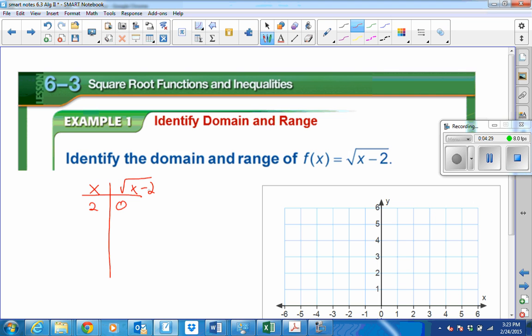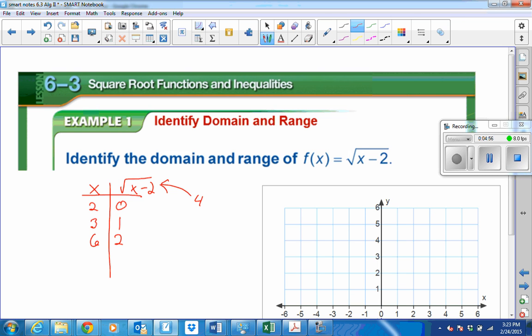So the next thing we need is our radicand is 1. Well, what value of x is going to make this radicand equal to 1? If x is 3, then 3 minus 2 is 1, and the square root of 1 is 1. The next thing we need under here is 4. And if we put in 6 for x, 6 minus 2 is 4, and the square root of 4 is 2. Notice how the y values are all going up in consecutive integers.